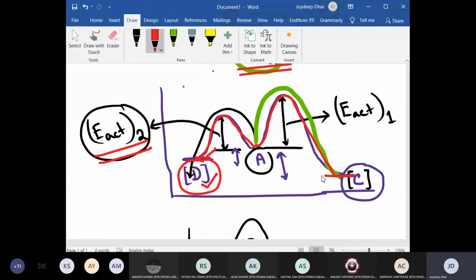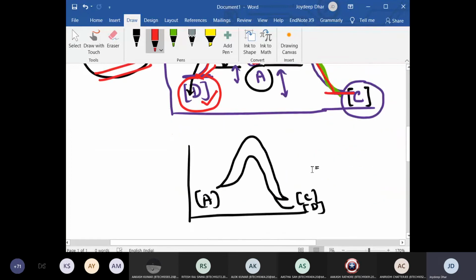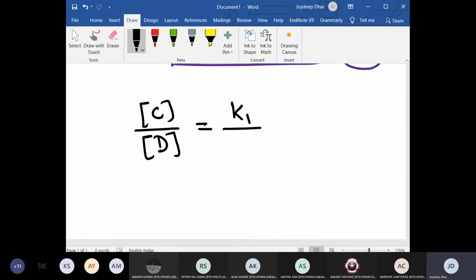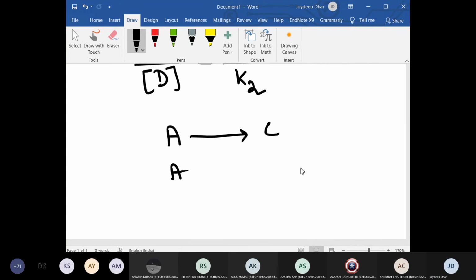Okay, so for the ratio of the two products, if it is kinetically controlled then it will be K1 by K2, and if it is thermodynamically controlled then you know A to C and A to D. What is capital K? Equilibrium constant. So capital K is K equilibrium.